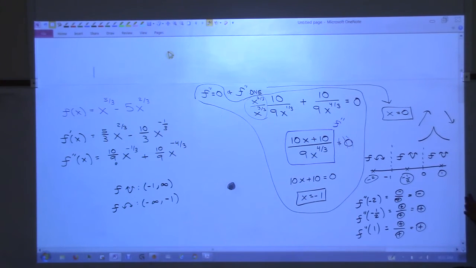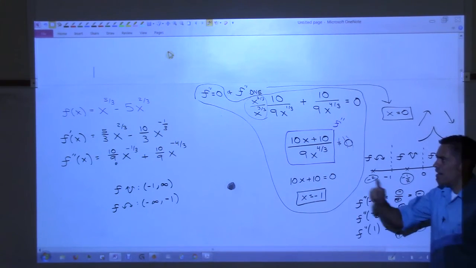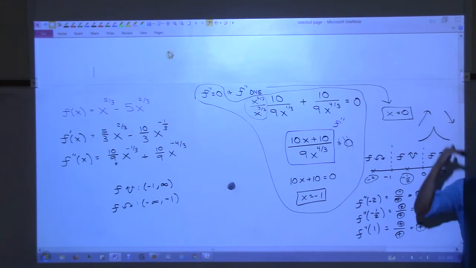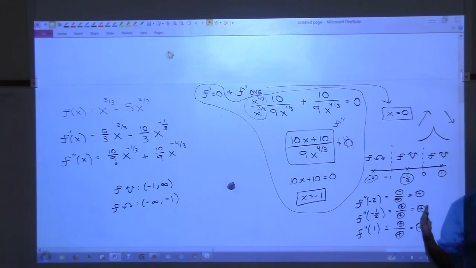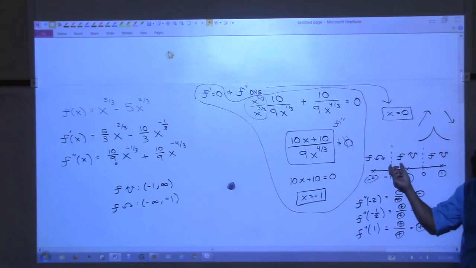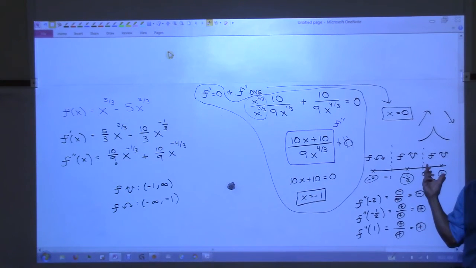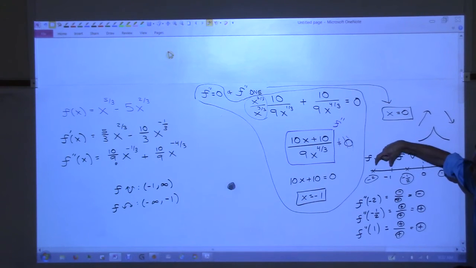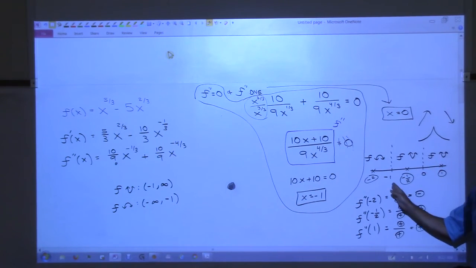And then we don't talk about local max, local mins with second derivatives. What do we talk about? Inflection points. And there's not a distinction like local max was up then down and local min was down then up. With inflections, we don't care if it was down, up, or up, down. Just if there was ever a change down to up, we have an inflection point.